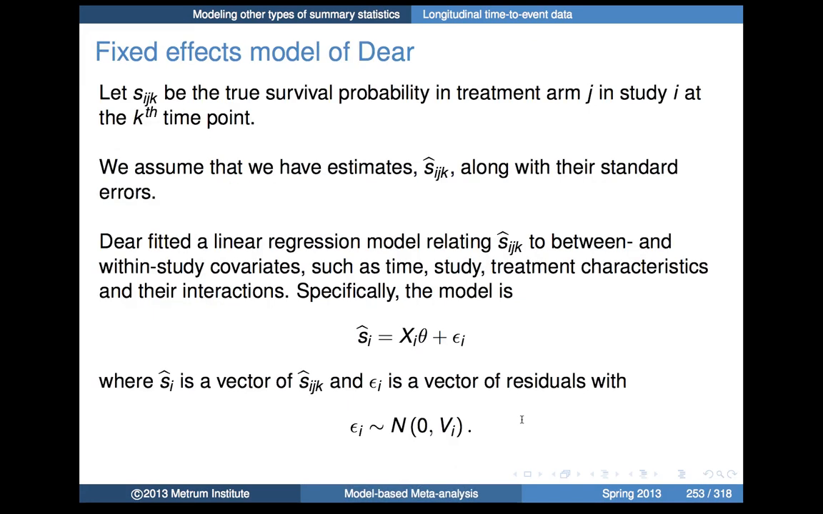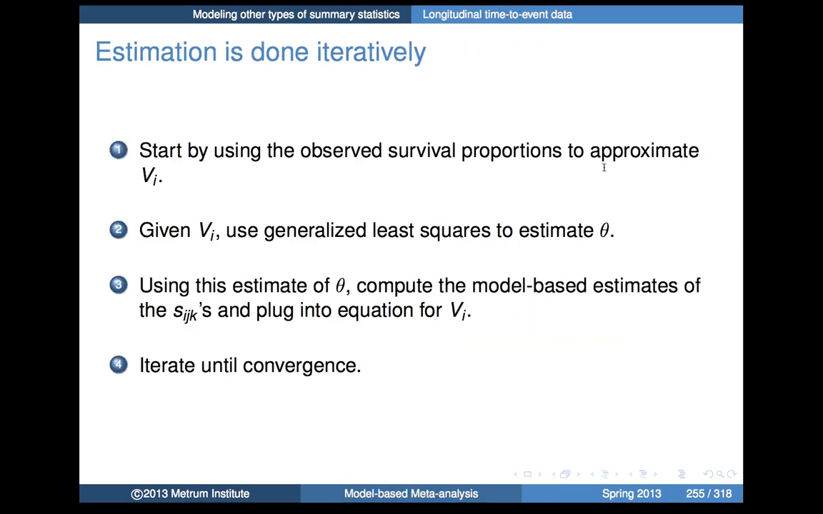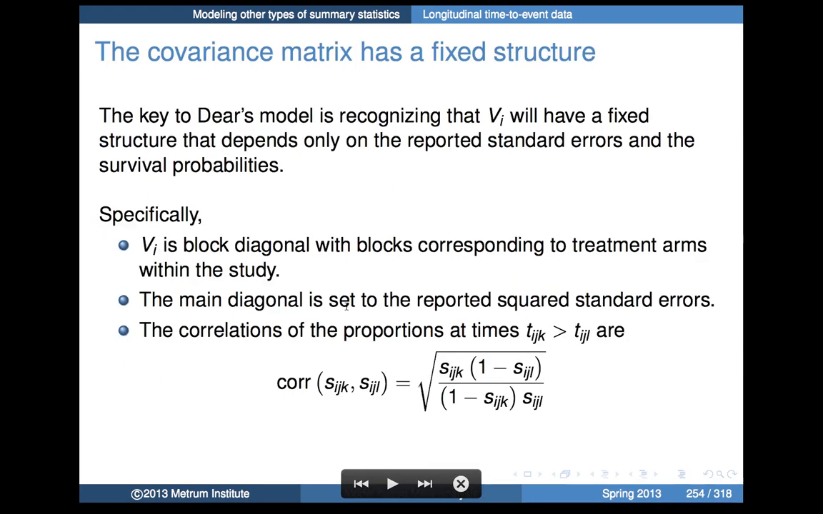And so that's important because then we can derive what the variance covariance matrix looks like, because we know that at any time point, the variance of the S hat is just going to be the squared standard error, which we have in our data set. So we can use those elements to fully construct what each of the V i matrices is. And so what that allows him to do with his methodology is to say, well, we'll fit this model iteratively. We'll start by plugging in the observed survival proportions to get us some approximation of the correlations and therefore an approximation to V i.